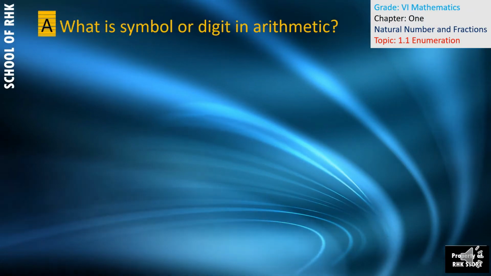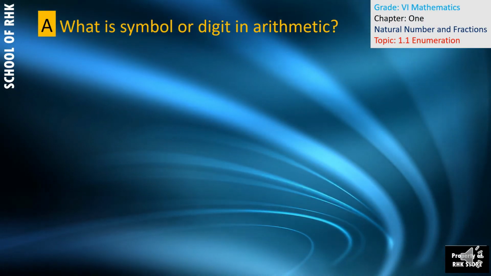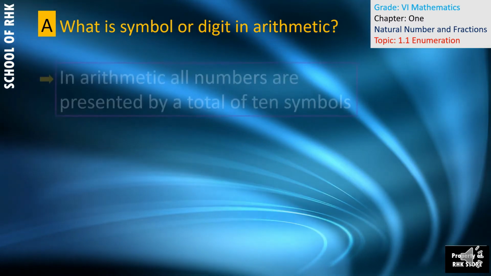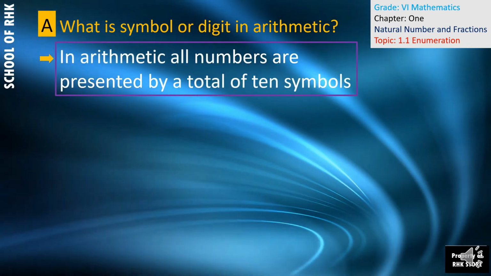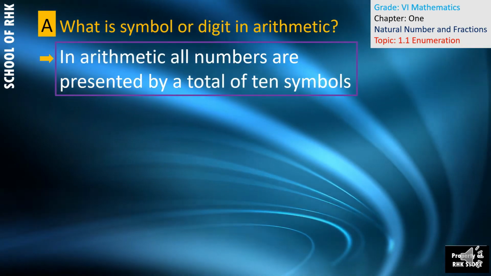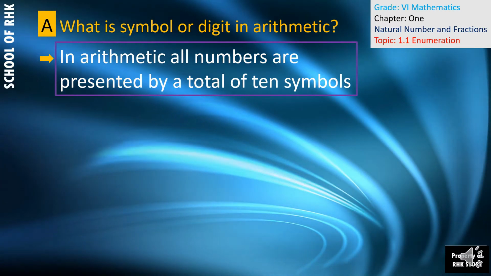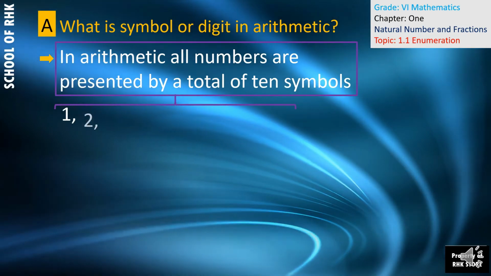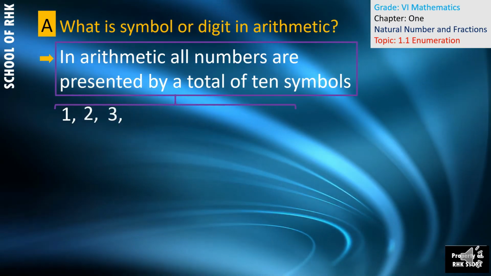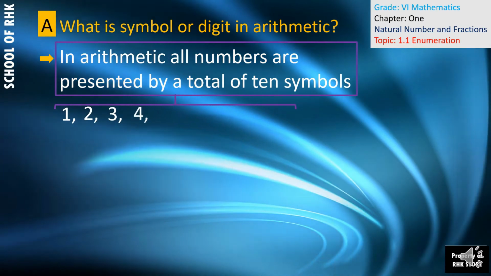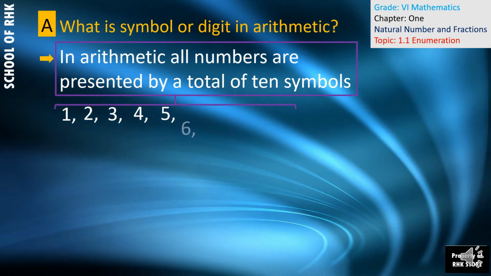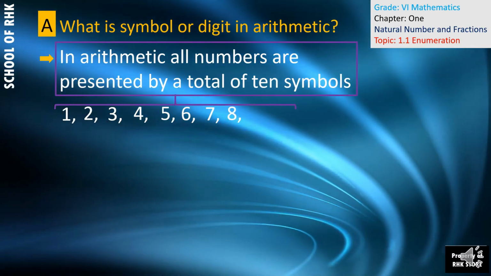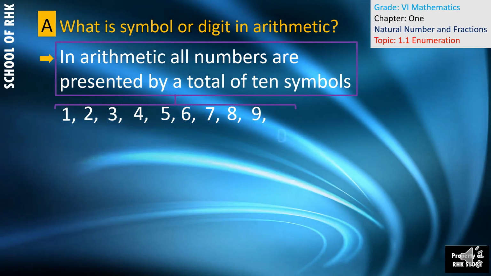What is a symbol or digit in arithmetic? In arithmetic, all numbers are represented by a total of 10 symbols. These 10 symbols are 1, 2, 3, 4, 5, 6, 7, 8, 9 and 0.